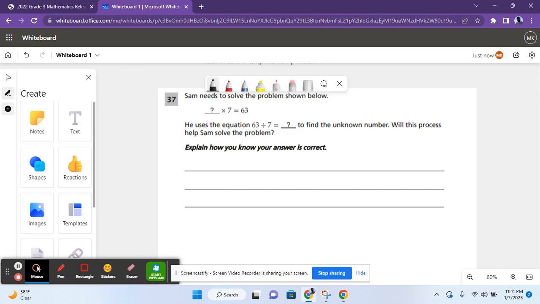Sam needs to solve the problem shown below. Question mark times 7 equals 63. He uses the equation 63 divided by 7 equals blank to find the unknown number. Will this process help Sam solve the problem?